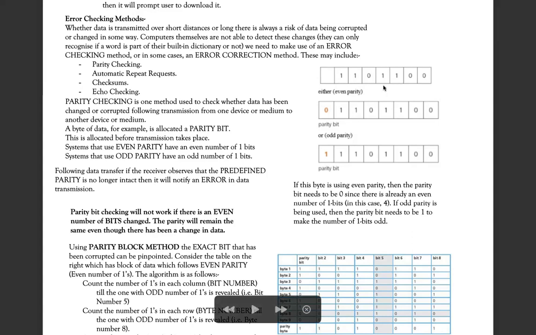Now let's just say this is my data. As you can see here, I already have 1, 2, 3, 4 ones in this one. Now let's just say even parity was agreed upon between sender and receiver. That means I do not need to add any more ones. It's already even. So what I will do is simply add 0 here, and this is my completely fine byte to send according to even parity.